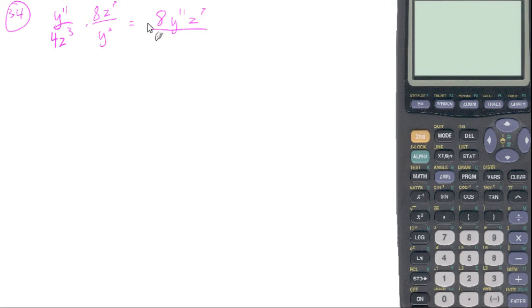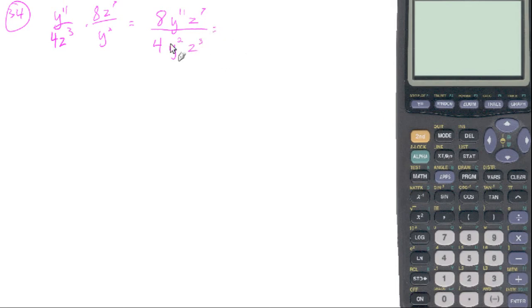In case you're wondering why I've written it in this order, I like to write, and typically people will write, numbers first, then you'll get to your unknowns, and you'll write them in alphabetical order. So just in case you were curious about that at all.